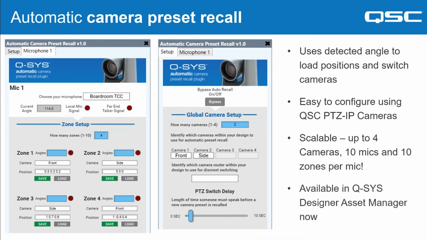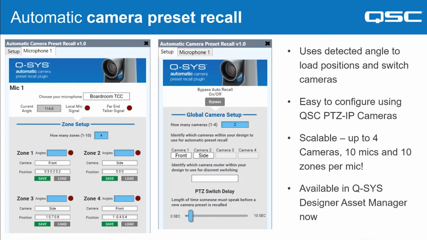So I might say, if I'm sitting at 90 degrees from the microphone, I want that to be the front camera at this location, save. If I'm over here, it wants to be this camera, different camera perhaps. And it's going to do all the switching for you. It's going to do all the moving of the cameras for you.